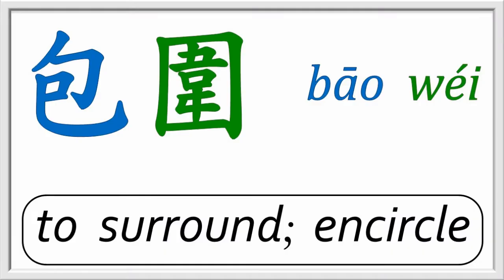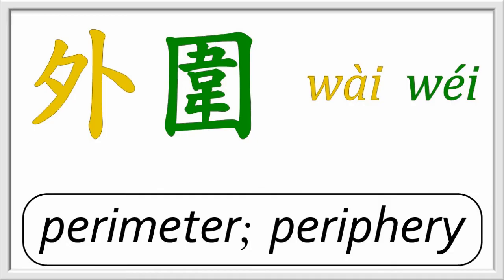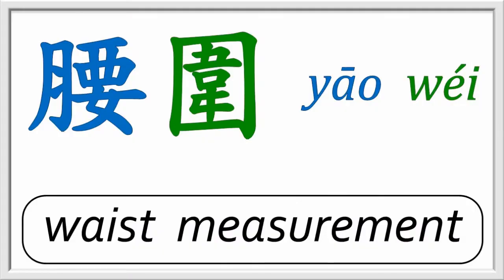To avoid any misunderstanding, 包 is paired with 围 to ensure the meaning of surround or encircle is clear. 包围. 外围 is the combination used to say perimeter or periphery. And yes, computer peripherals would also use this expression. If you plan to have a physical examination, doctors now take your waist measurement, 腰围, to determine the amount of abdominal fat surrounding your internal organs, and thus your risk of cardiovascular disease.